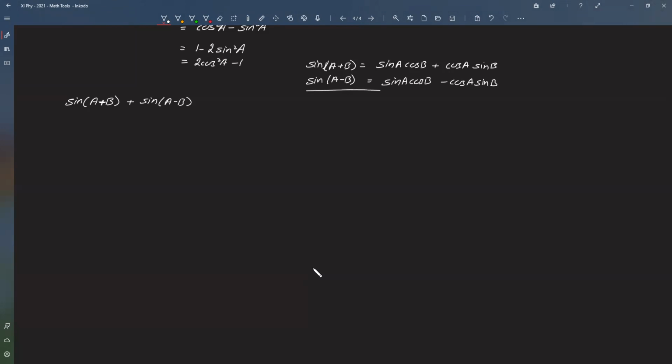So if you add these two, what will you get? Obviously, these two terms will cancel. So only this will be left, and you can see they are identical and you have to add them. So this will give you 2 sin A cos B, right? So sin(A plus B) plus sin(A minus B) will give you 2 sin A cos B. Sometimes even this is useful. Now we wanted to have the formula for sin C plus sin B.